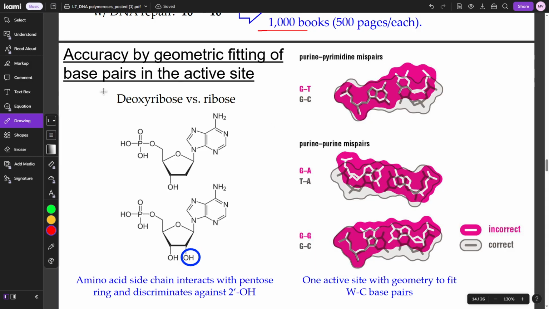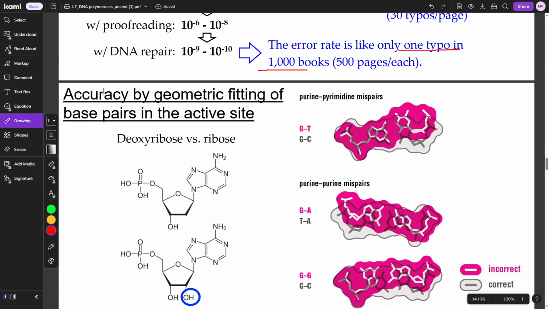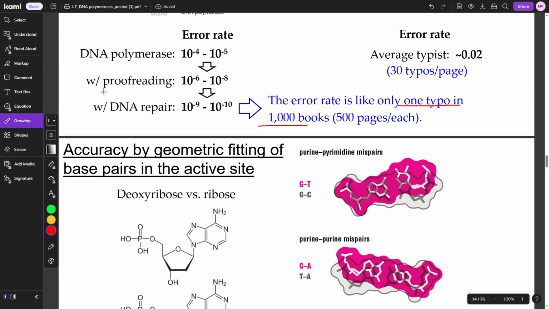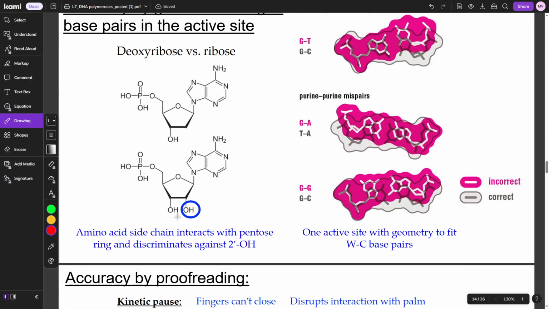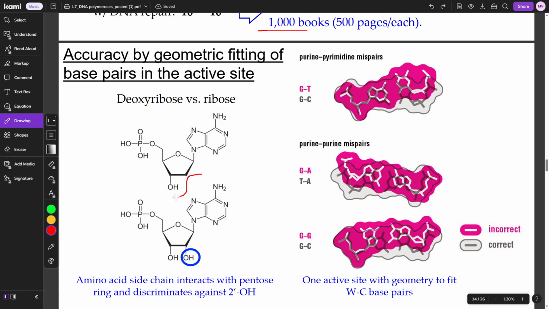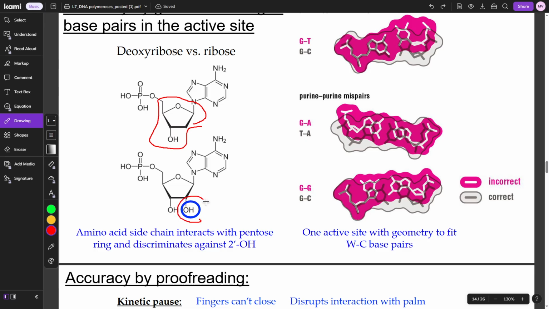So, the active site of DNA polymerase is actually very, very interesting. First of all, it will not bind normal NTPs, because it is very highly specific for the shape of the ribose. Specifically, the OH on the 2' is too big to fit in the active site, so it will not fit into the active site of a DNA polymerase. It's just too large, it will not work. There are amino acid side chains that interact with that pentose and discriminate against that 2' OH.